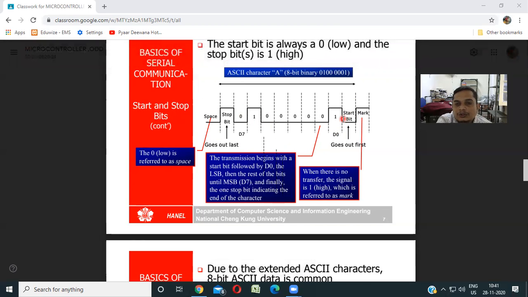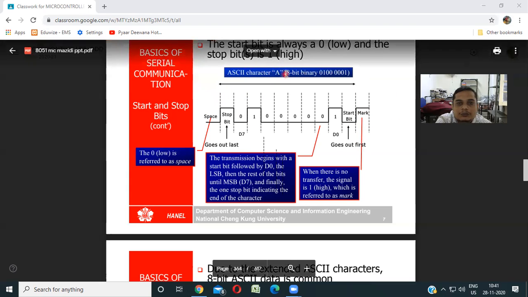If there is no data present in the communication, then it is indicated by high. So continuously we are getting high, like this, if there is no data present to be transferred. That is called a mark. Here you can see the mark. And this is called a frame.